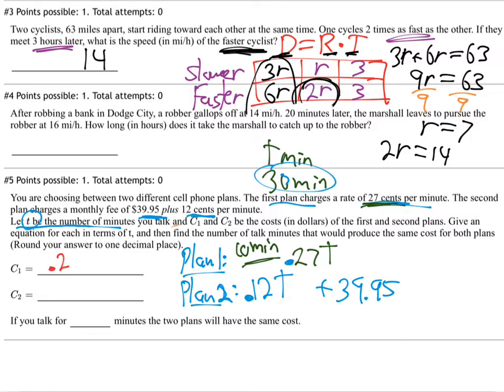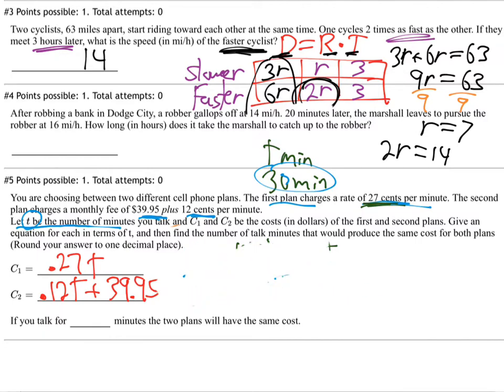Okay, so there are the 2 equations. This is 0.27t, and this is 0.12t plus 39.95. Now, what do they want me to do in the final part? You have to find out if you talk for how many minutes the two plans will have the same cost. So what do you do to figure out same cost? You equate them. Exactly. Same means equal, right? Same cost means they're equal.